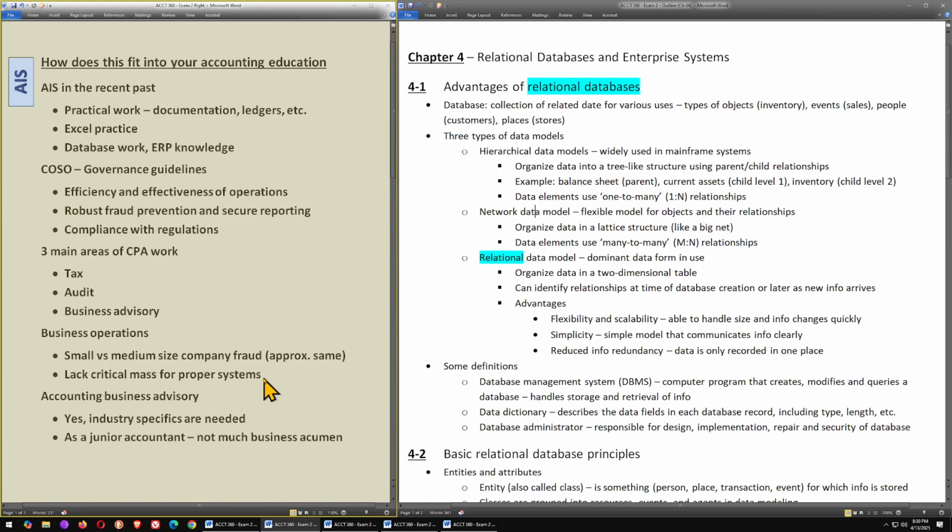So for a lot of smaller businesses, and if the medium-sized company was under 10,000 people, you'd think a company with 100 people sounds like a big company, but it just lacks the critical mass, depending upon the type of work they do, of course. They lack the critical mass of people for proper systems. And so I think this is the area where we ask, how does AIS fit into your accounting education?